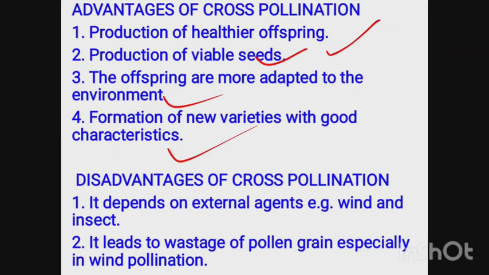Let's look at the disadvantages of cross pollination. Now, the disadvantage here is that it depends on external agents such as wind and insects for it to pollinate. We are going to talk about agents in the next slide. Number two, it leads to wastage of pollen grains, especially in wind pollination. When the wind is blowing, most of the pollen grains are blown away, thereby wasting a large amount of pollen grains, especially for those that have only the male sex gametes. So these are the disadvantages of cross pollination.